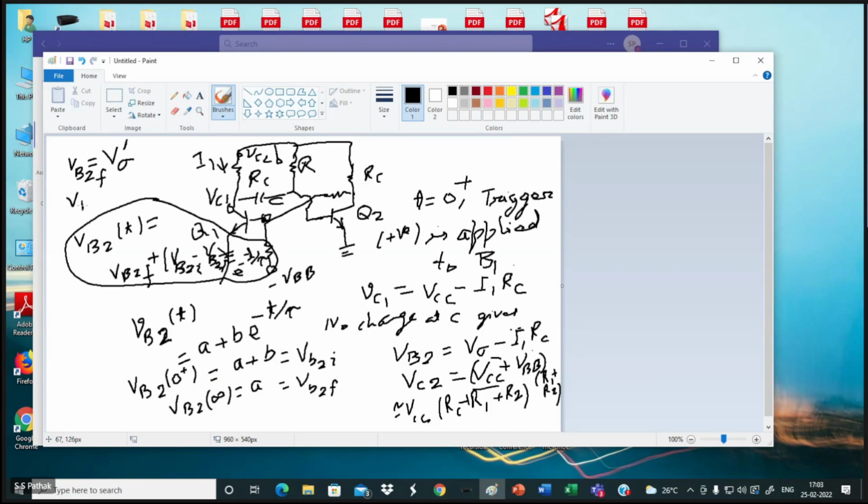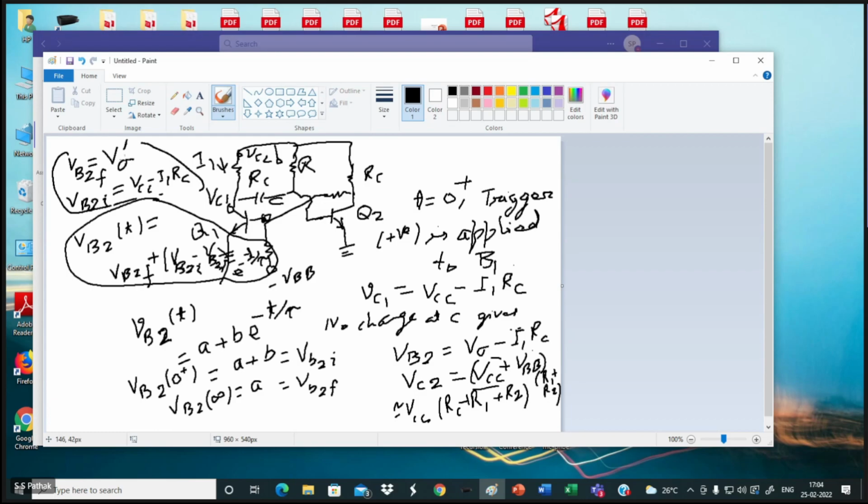And VB2I was what? Initially, VB2F, finally it was saturation. VB2I means when the trigger is applied. Okay, so it was your this thing, VCC minus I1 RC. Agree to this or not?